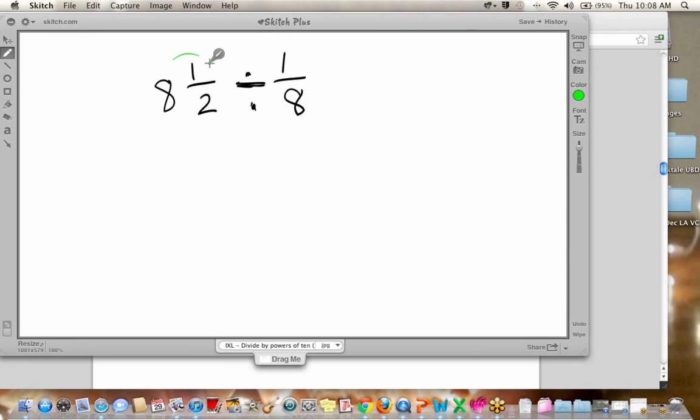Let's do magic circle time and make 8.5 into an improper fraction. So, Ashley, what's 2 times 8? 16. Okay. What's 16 plus 1? 17. Okay, so 8.5 becomes 17 halves. Now, for division, I multiply by the reciprocal. So the reciprocal of 1/8 is 8 over 1. Okay, so now everybody work out 17 times 8. Go ahead and do that.